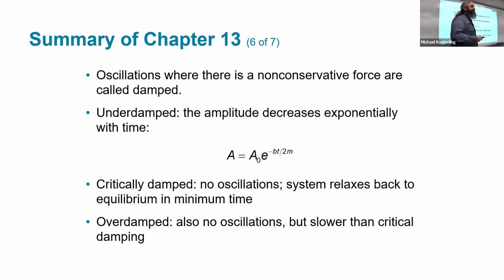Oscillations, when there is a non-conservative force, are called damped. If it's underdamped, the amplitude will decrease exponentially with time, where A naught equals minus bt over 2m. Critically damped, there's no oscillation. The system relaxes back to equilibrium in minimum time. And overdamped, there's also no oscillations, but it's slower than critical damping.